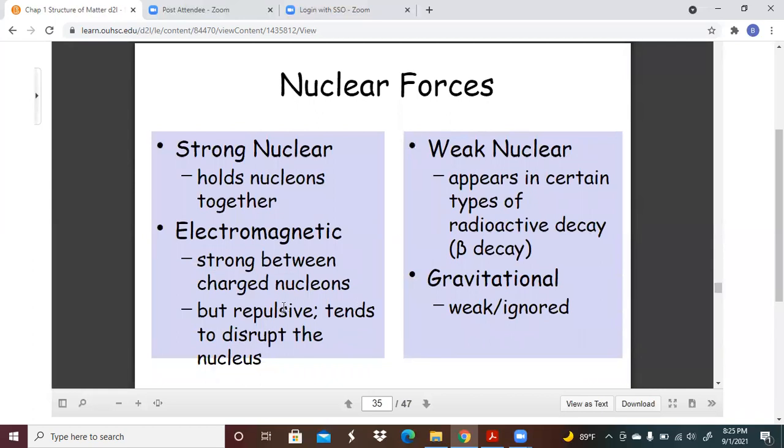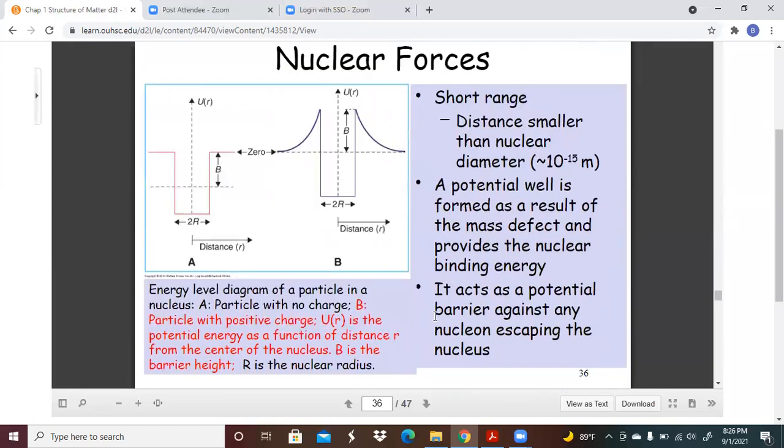So for nuclear forces, you have several here. You've got a strong nuclear force that holds the nucleons together. You've got electromagnetic, which is strong between charged nucleons, but it's repulsive, and it tends to disrupt the nucleus. In other words, just keep stacking positive charges in there, they're going to want to push away from each other. You have the weak nuclear, which appears in certain types of radioactive decay, and then you have gravitational, which is not going to really enter into what we're doing here.